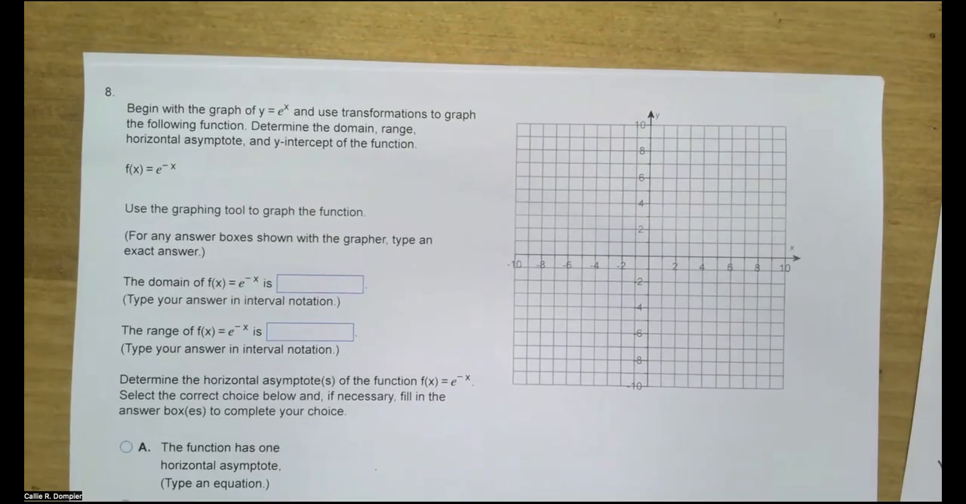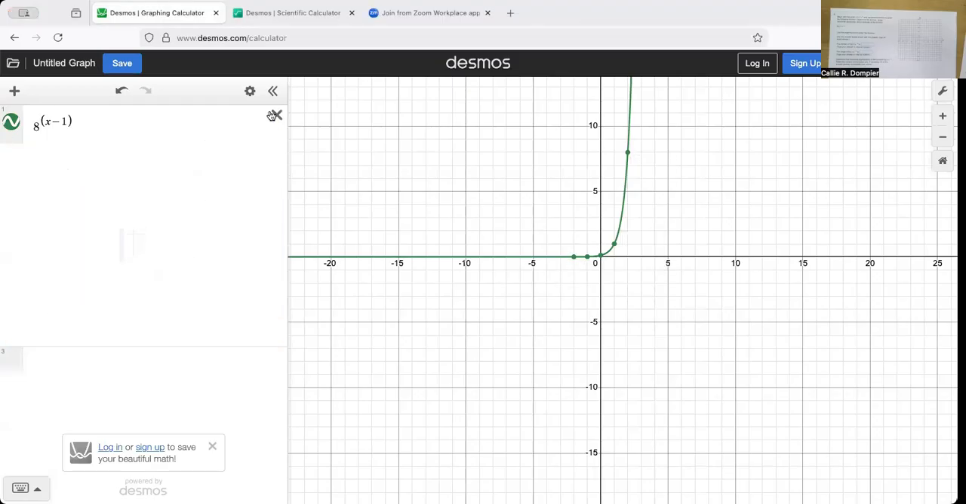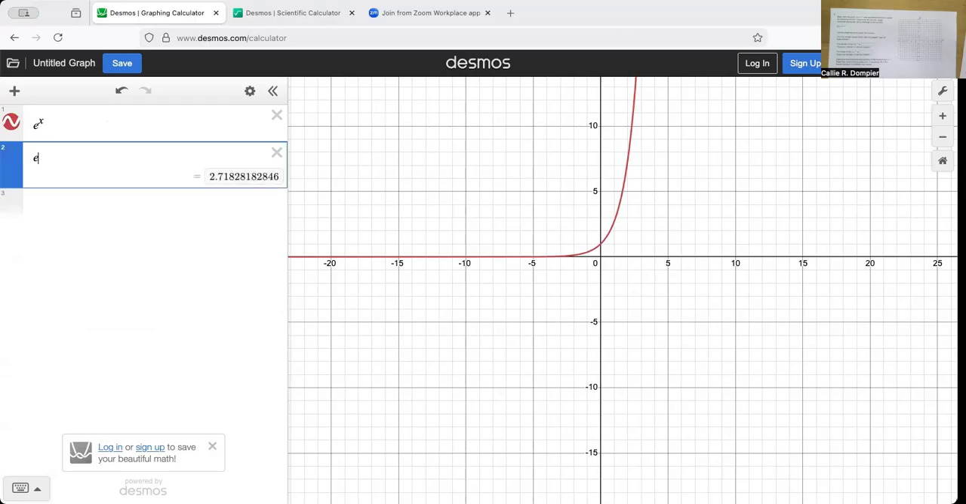All right, begin with the graph of y equals e to the power of x, and use the transformation to graph the function y equals e to the power of negative x. E to the power of x looks like this, right? It's approaching 0 on the negative side, and it's approaching infinity after we cross the y-axis. And then what's going to happen if we make that x negative? It's just going to flip over, right?